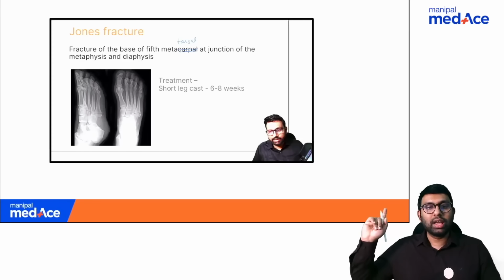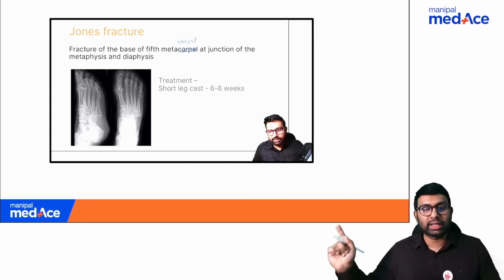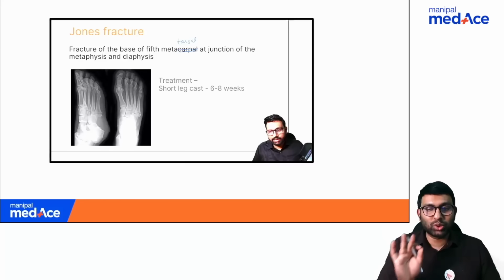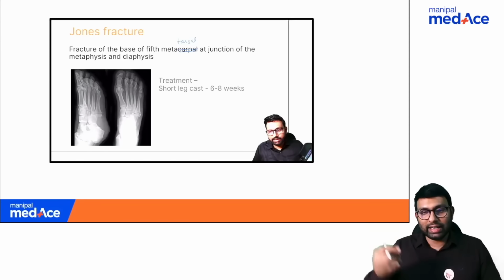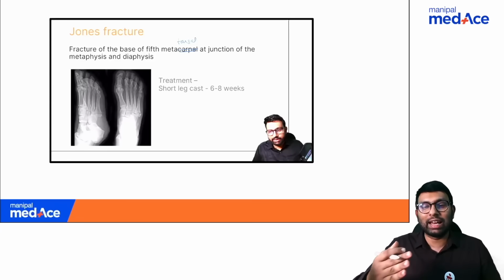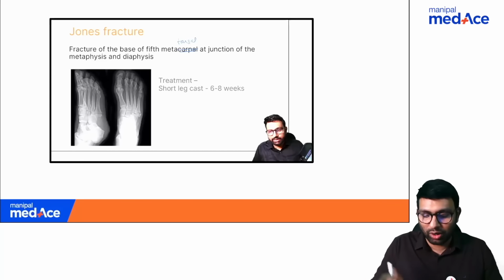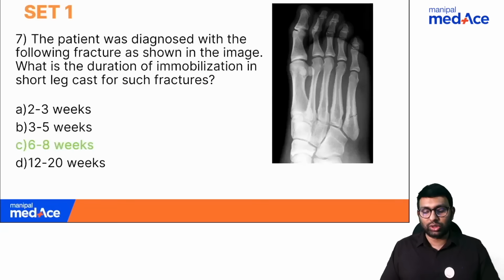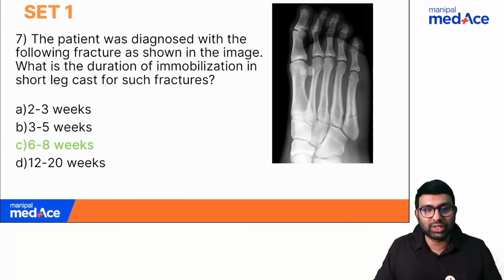I've told you that it is a fracture of the base of the 5th metatarsal at the junction of metaphysis and diaphysis. And I've also told you that in Jones fracture, because there is a tendon that is pulling the fragment, you need to immobilize such fractures for a slightly longer period. Normally 4 to 6 weeks is when we immobilize a fracture, but in Jones fracture the immobilization has to be slightly longer, that is 6 to 8 weeks of immobilization with the short leg cast. So the answer again is a direct answer here. It is 6 to 8 weeks. Okay, in Jones fracture 6 to 8 weeks of immobilization is done.